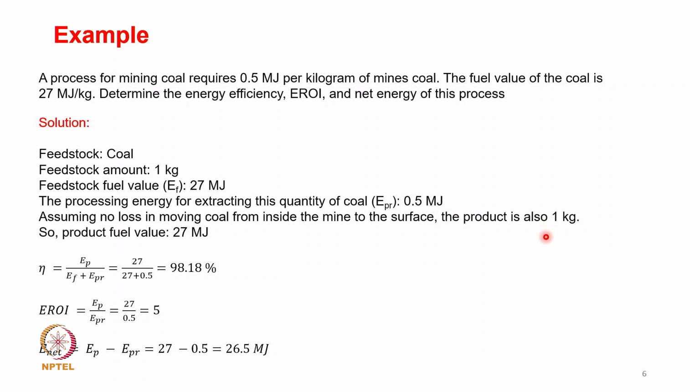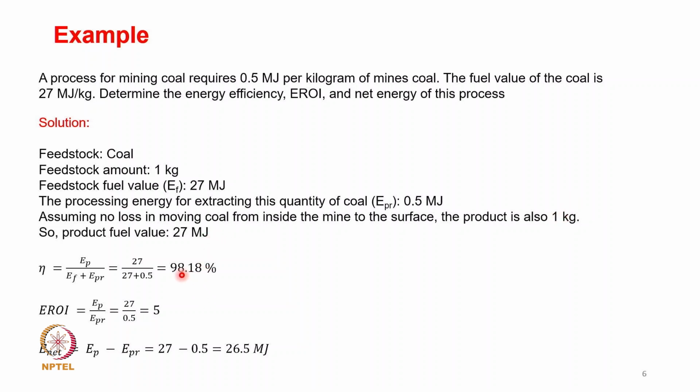So let's assume there is no loss in moving the coal from inside of a mine to the surface. The product will also be 1 kilogram. Whatever you unearth inside the mine and bring out is the same thing. So the product value will also be 27 MJ.